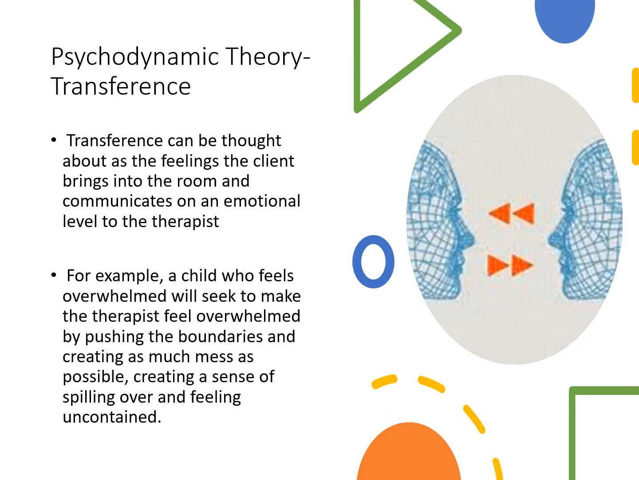And underpinning this, of course, is psychodynamic theory and this notion of transference, which really is, I suppose we can think about it as being about the feelings the client brings into the room and communicates on an emotional level to the therapist who is taking the session. So, for example, a child who is really overwhelmed, hypervigilant, not regulated, will try to make the therapist feel really overwhelmed as well, mirroring, transferring their feelings to the therapist by pushing the boundaries, creating as much mess as possible, creating a sense of spilling over and feeling uncontained, and transferring that to the therapist.